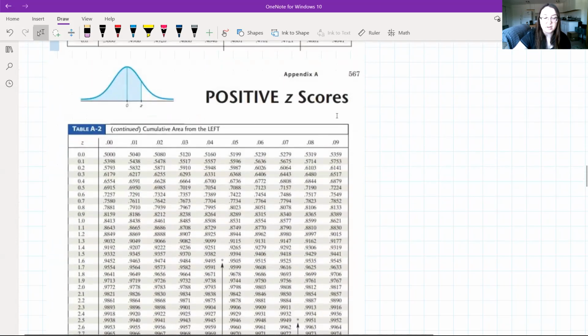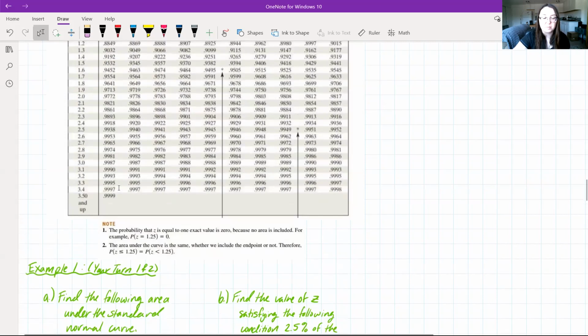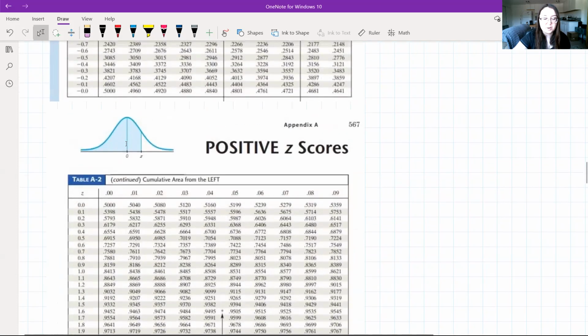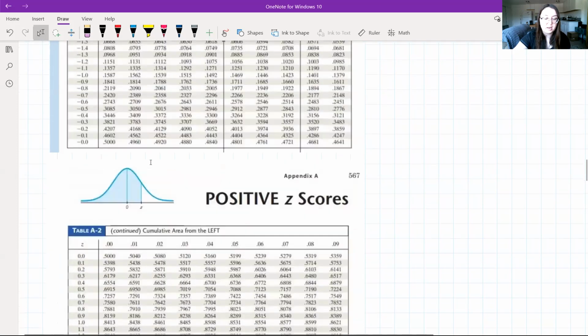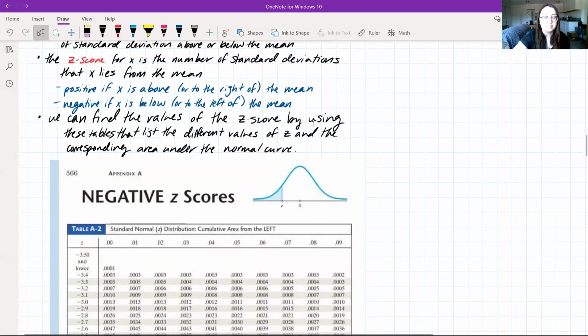Then we also have our positive z-scores. So we start at 0 and go up to 3.5, and anything above 3.5 is going to be 0.9999. They also come with these really nice images. With positive z-scores, we see z above the mean. With negative z-scores, we see z is less than the mean.